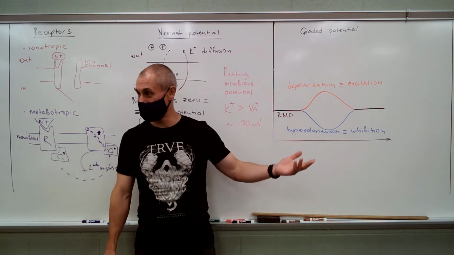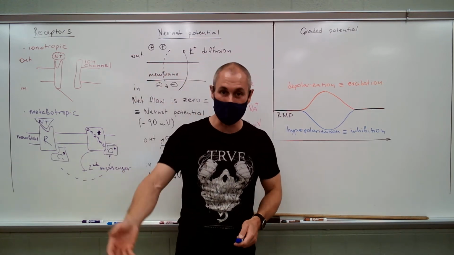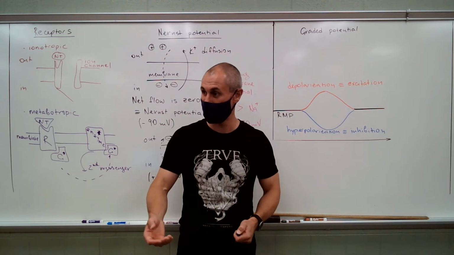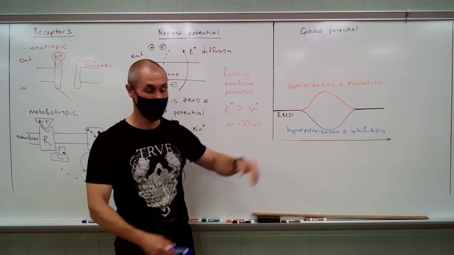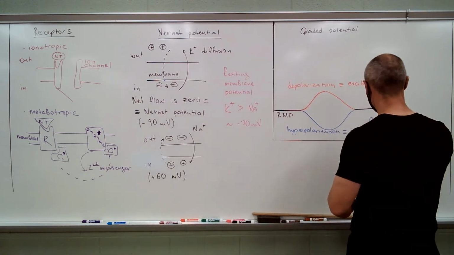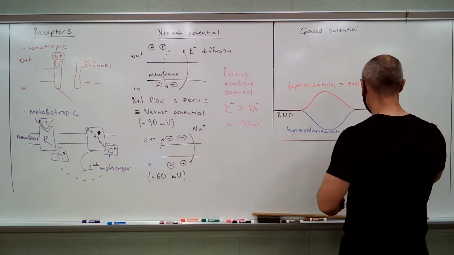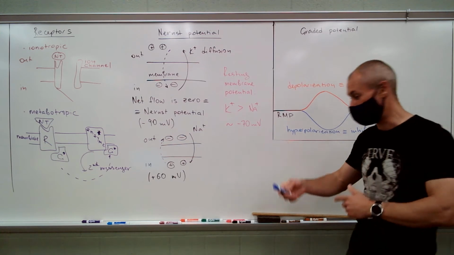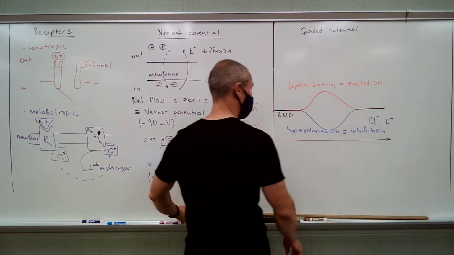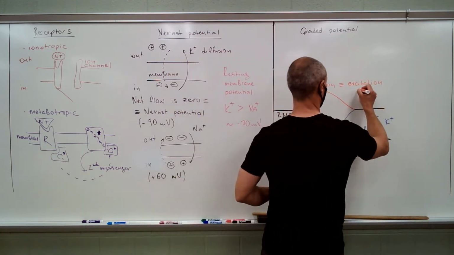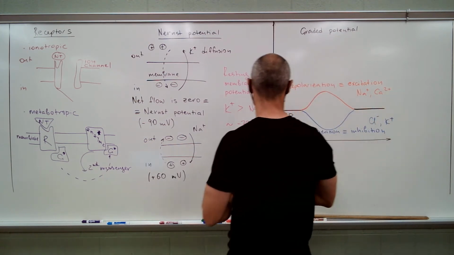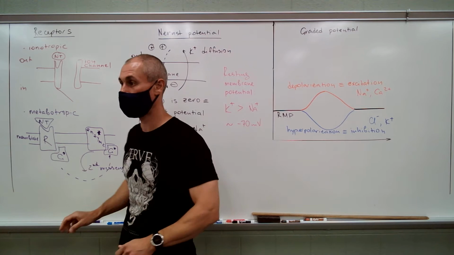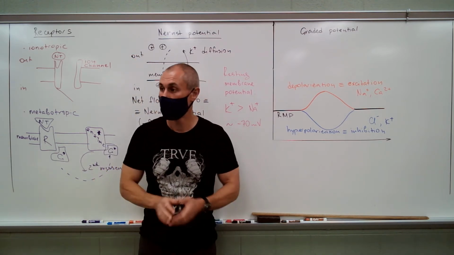So an excitatory neurotransmitter will open sodium channels or calcium channels. An inhibitory neurotransmitter will open chloride or potassium channels, because when potassium gets out of the cell, it makes it more negative. Okay? Does that make sense?